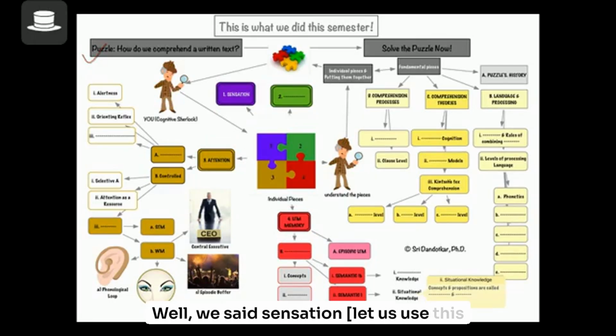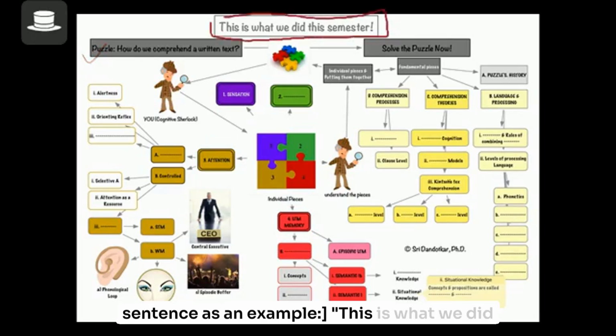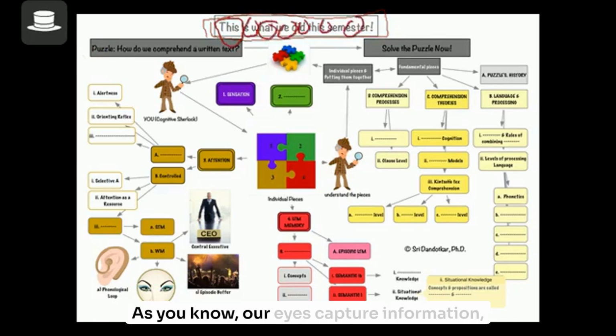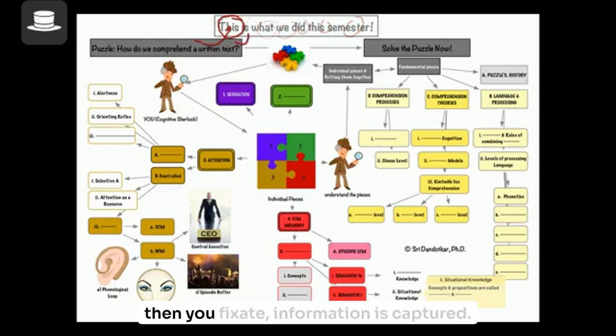Let us use this sentence as an example. This is what we did this semester. Sensation is capturing these printed letters. As you know, our eyes capture information, especially visual information, in fixations. You fixate, and the information is captured, then you fixate, and information is captured again. And usually, fixations are at the level of words.